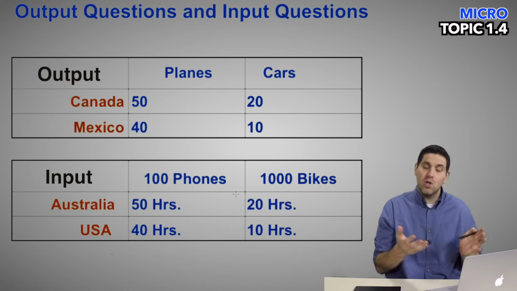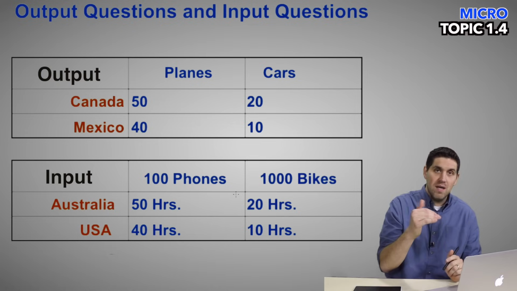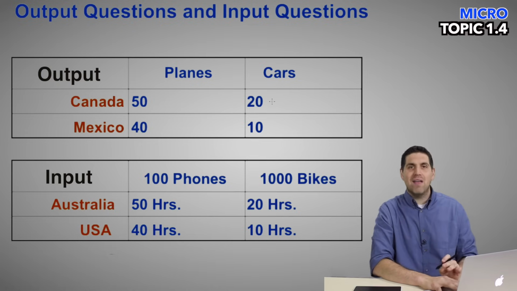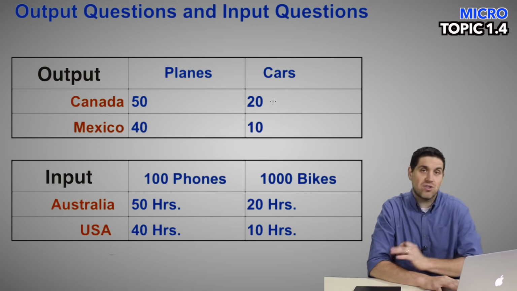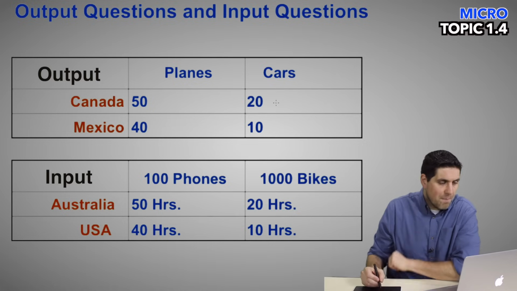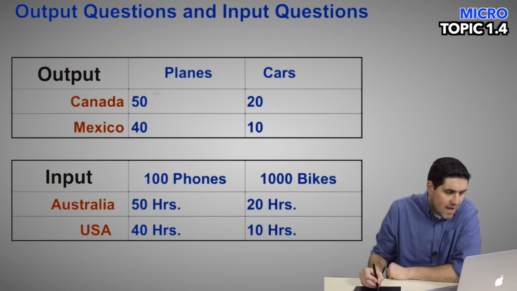What matters is what the question's asking. If it's an input question, we're looking at hours, or if it's an output question, we're looking at the number of things they're producing, the stuff they're actually making. Now you can figure this question out by calculating the per unit opportunity cost for Canada. In this case, 1 plane costs, I'll put equal signs for costs, a certain number of cars given up. In this case it would be 2/5 of a car given up.